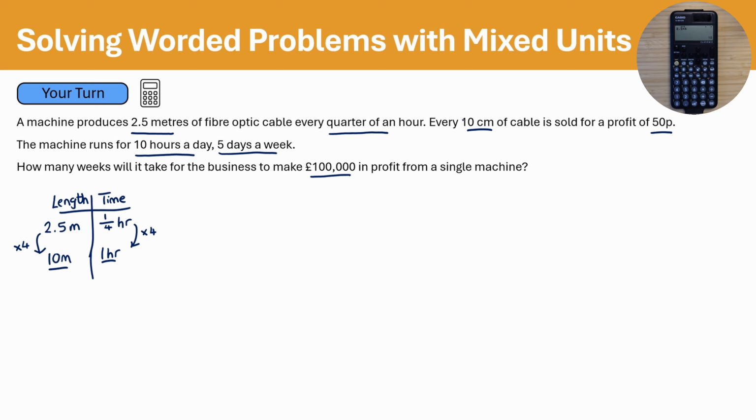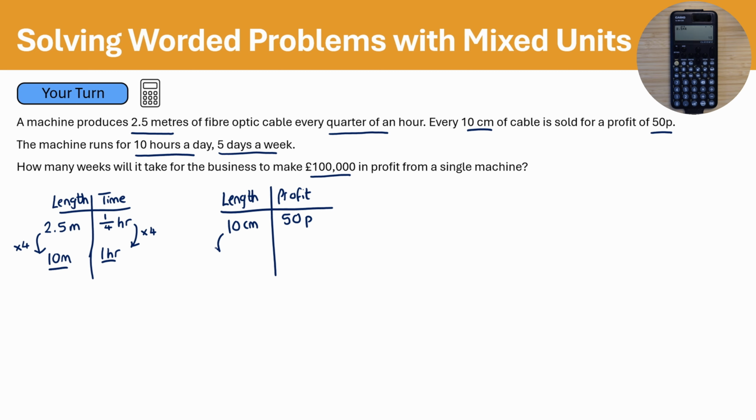Let's look at the next sentence. Every 10 centimeters of cable is sold for a profit of 50 pence. So we'll leave this where it is for now. We might come back to it later. And we'll draw another little table like this, where we have length and profit. And it tells us that 10 centimeters of cable yields a profit of 50 pence.